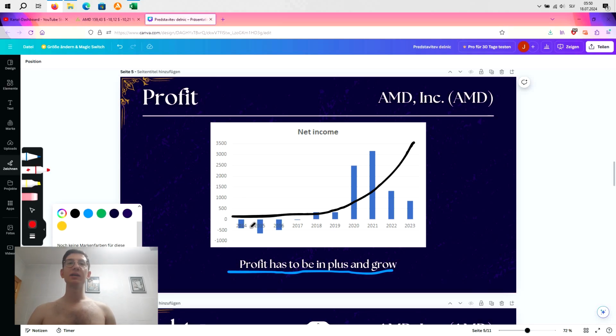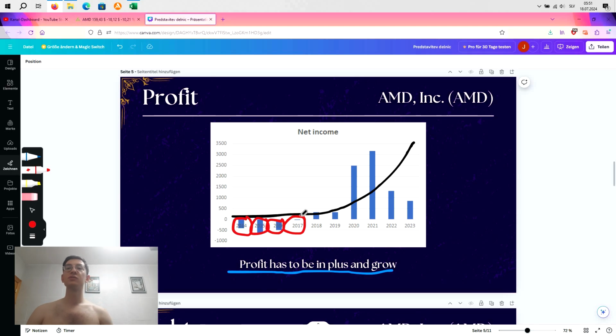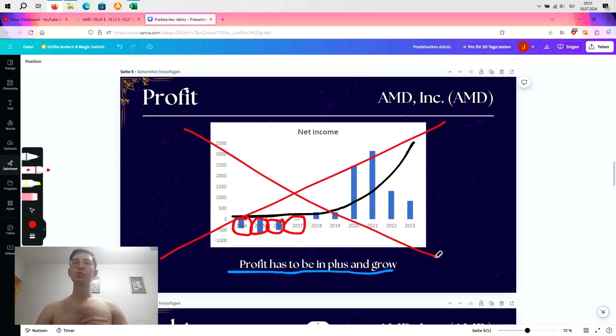Now here immediately you can see a few red flags. You can see 2014, 2015, 2016 and 2017. All of those 4 years have losses. AMD had losses here, and whenever we have losses within the 10 years that we analyze, that's immediately a no-go for me. You should not invest in companies that had losses in the last 10 years, because this is completely bad for us investors.